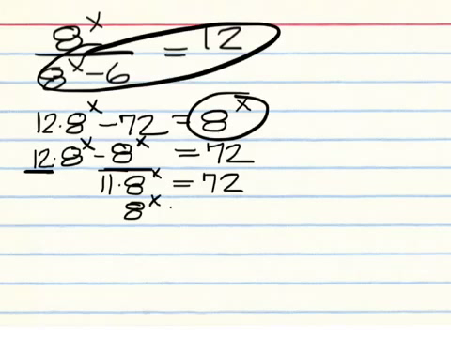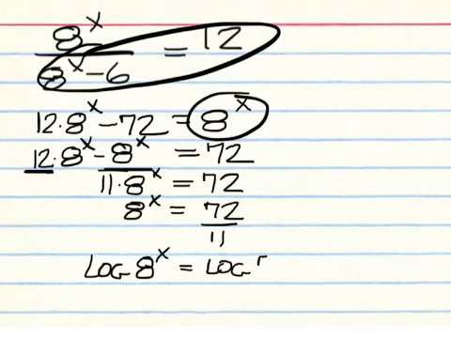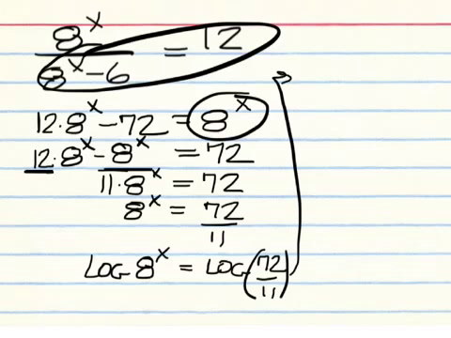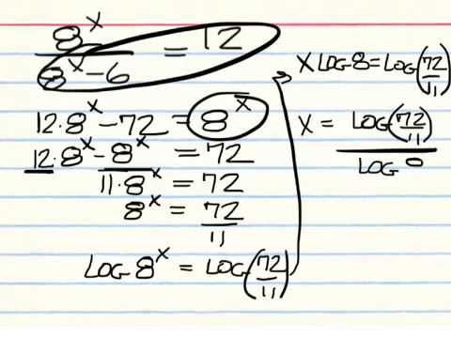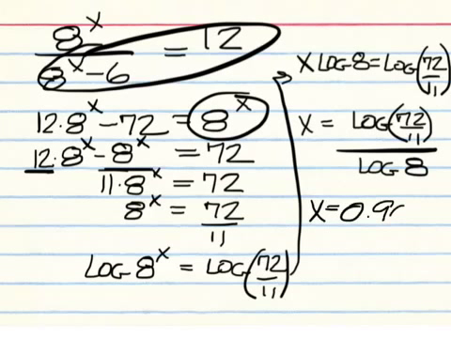Now 8 to the x stays by itself, and you divide 72 by 11. Now when you take the log of both sides, you'll have log 8 to the x equals log 72 over 11. Now I need to go up here and make this x log 8 equals log 72 over 11, and now divide log 72 over 11 by log 8. You should come up with a final answer of 0.90.